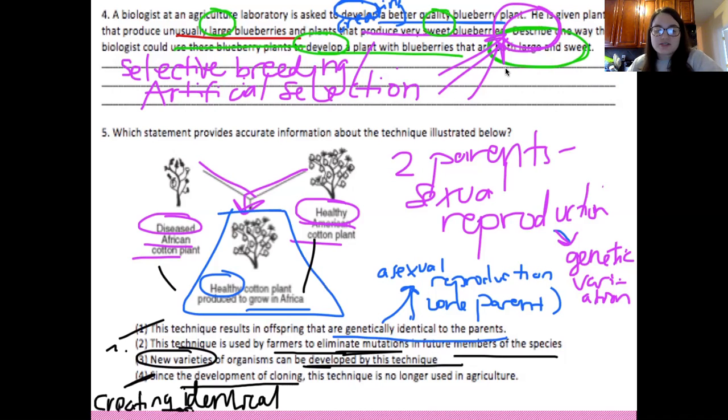New varieties of organisms can be developed by this technique. So in this picture, we see an African plant being crossed with an American plant. We see a diseased plant being crossed with a healthy plant. And when those two come together, they form a new type of plant. So now we have a healthy plant that is produced to grow in Africa. So it's taking this healthy trait from this plant and this African trait from this plant, crossing them together and creating a new variety.